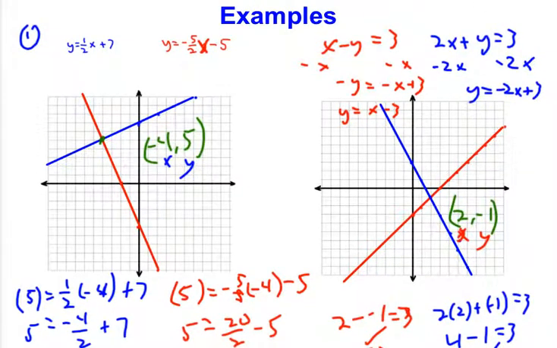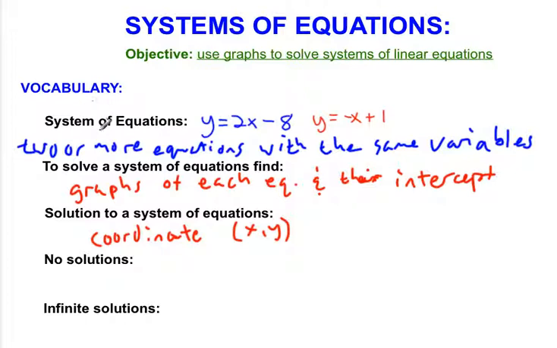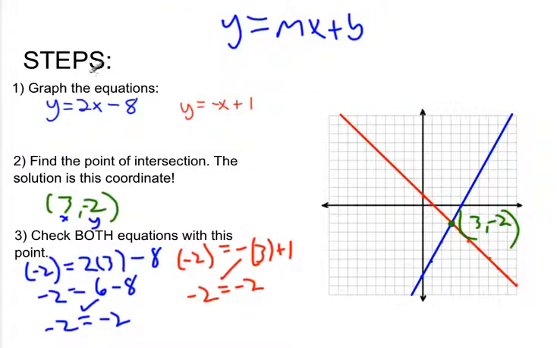So let's check back really quick on our vocab. System of equations. It's 2 or more equations with the same variables. In our case, the 2 variables were x and y. To solve a system of equations, we graph each equation and we find their intersection. So we find their graphs, we find their intersection. And their intersection is a coordinate, and it is an ordered pair of x and y values that we can substitute in and solve for. So our steps, again, we graph the equations, we find the point of intersection, and we check both of the solutions with the coordinate, the x and y values.